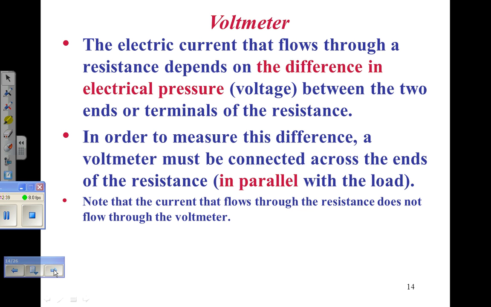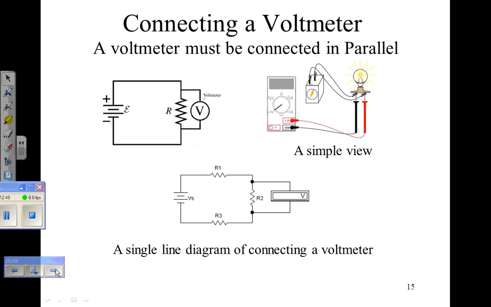Let me go to the next slide. I'm now looking at how we read voltage. If this voltmeter right here is in parallel with the load, current can go through the voltmeter and it can go through the load. Is that correct? That's correct.